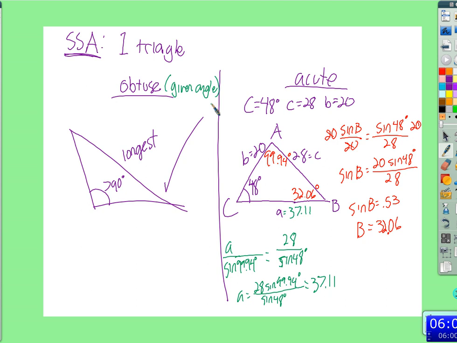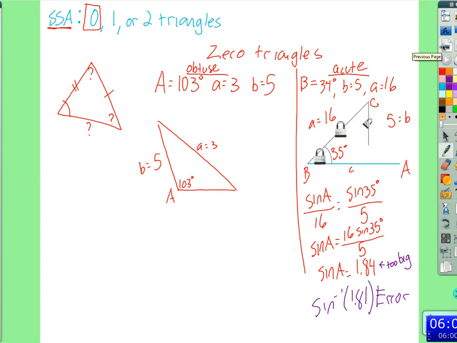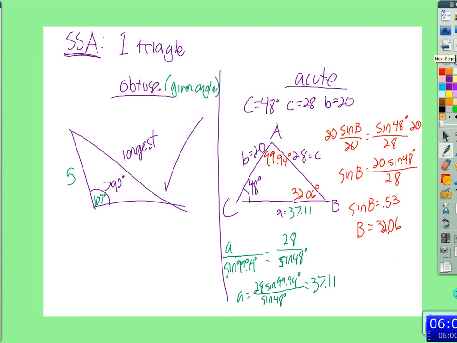Even if I give you some stuff over here, this one's pretty clear. If this one's 107 degrees and this is 5, then what should I see here on the side? Something bigger than 5. If it's not bigger than 5, there's no way I can make a triangle, right? We talked about that in the previous slide. That's not possible if it's not long enough. So this needs to be something bigger.